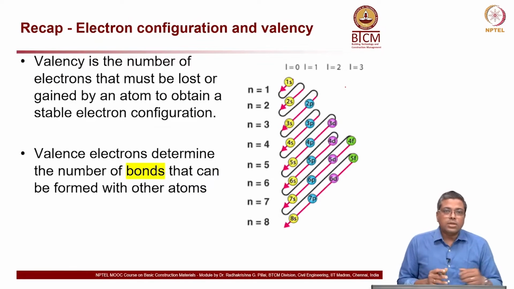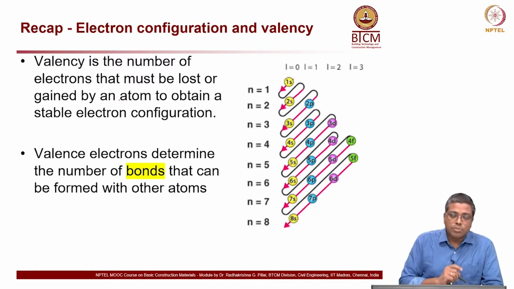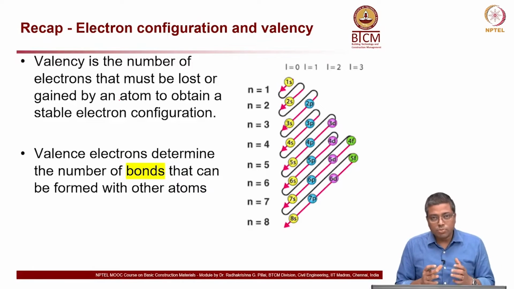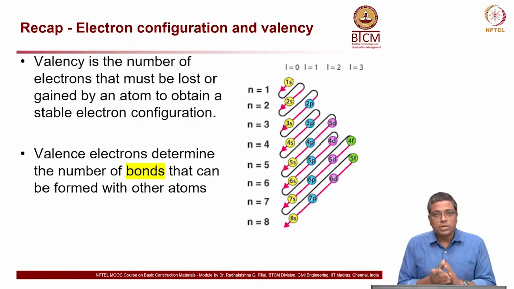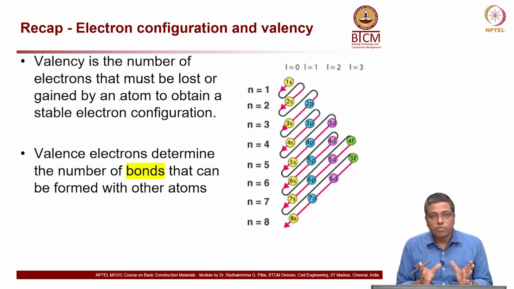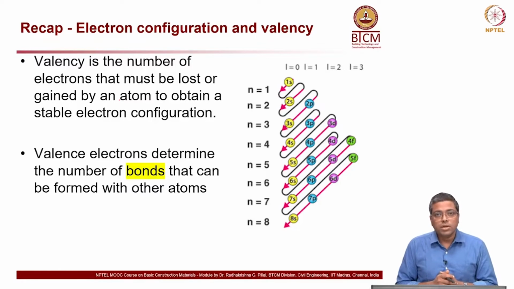Now, the most important thing in all this is the valency. What is that? It is the number of electrons that must be lost or gained by an atom to obtain a stable electron configuration. Okay. And depending on the number of valence electrons, the type of bonds and the number of bonds that can be formed is very much dependent on the number of valence electrons you have.